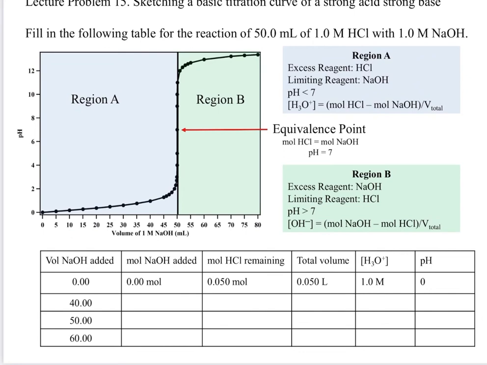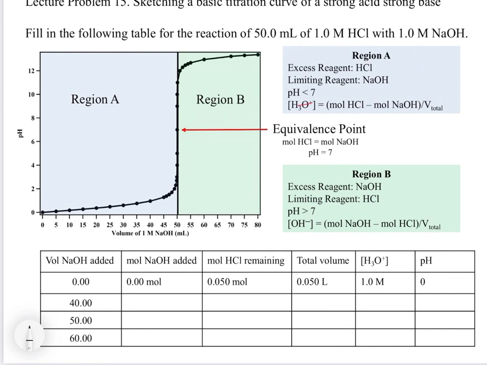You can see this is real data, where we have 50 mils of a 1 molar solution of HCl, and we're titrating it with 1 molar NaOH. In this particular instance, we know everything, for demonstrative purposes. In region A, we have HCl as our excess reagent. Our limiting reagent is NaOH, so our pH is less than 7. And so our H3O+ concentration is going to be the moles of HCl minus the moles of NaOH divided by the total volume. We're going to look at that in just a second.